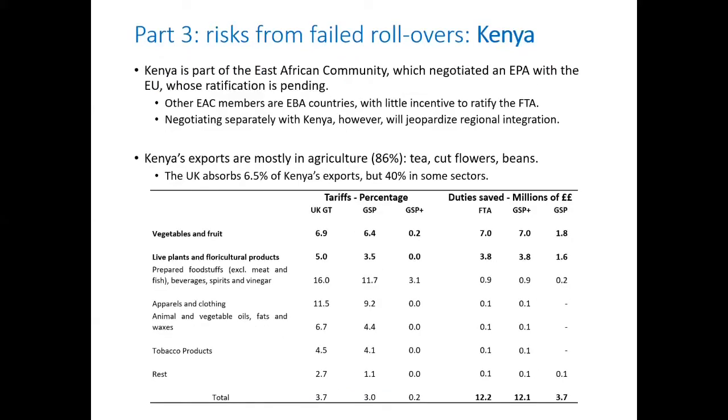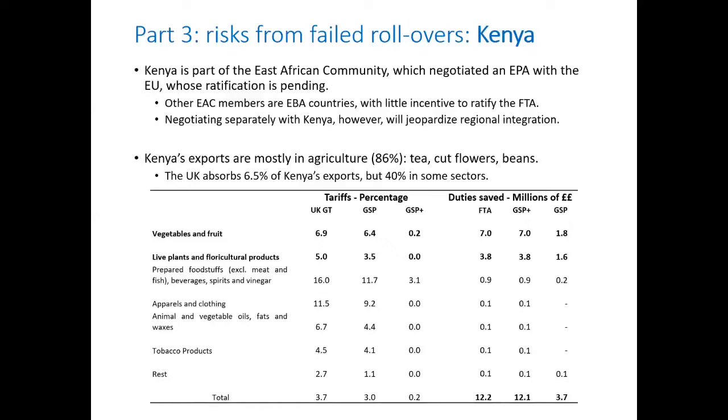A very similar situation applies to Kenya. Kenya is also not going to face huge losses in terms of market access if it were to fall onto the UK GSP. The table structure is the same as we just saw for Ghana. So this 12 million over here represents the amount of tariffs that Kenya would save if it were to roll over the FTA with the UK instead of paying UKGT tariffs. But again, similarly to Ghana, most of these tariffs come out of a couple of sectors: vegetable and fruit, live plants, and floricultural products. So we're talking about cut flowers, beans, and tea. These sectors are, again, also highly dependent on the UK as an export market and would face quite high tariffs.